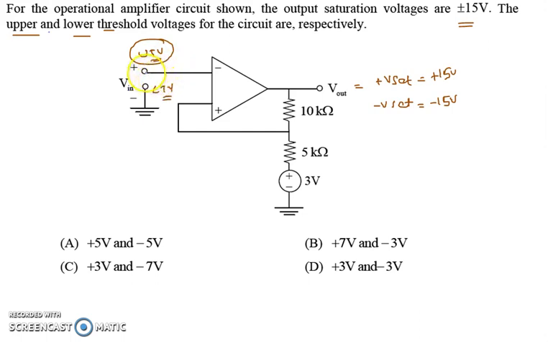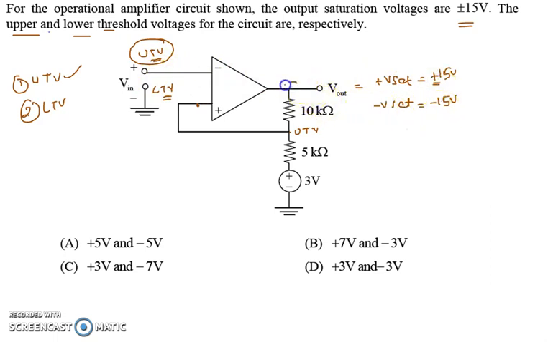So here let's take the first case. This problem can be solved in two cases. The first case is to find out the upper threshold voltage, and the second case is to find out the lower threshold voltage. So if the input is the upper threshold voltage, then the same voltage is also going to be maintained at the non-inverting terminal, as we already discussed. So here also I am going to have the upper threshold voltage. And for upper threshold voltage at the input side, my output becomes equal to plus 15 volts.